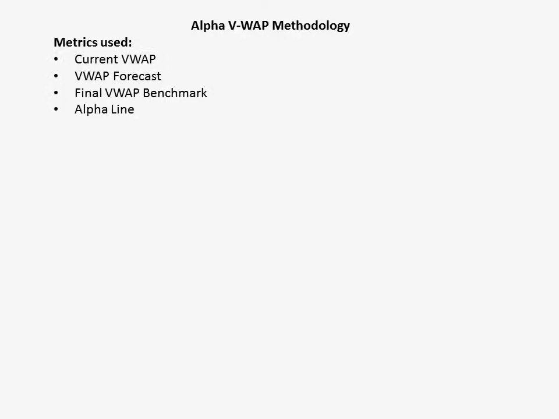There's four metrics that we use in the alpha VWAP. The first is the current VWAP, followed by the VWAP forecast, the final VWAP benchmark, and finally the alpha line. There's two models that we'll introduce. The first is the discount to premium model, and the second is the inflection point indicator model.